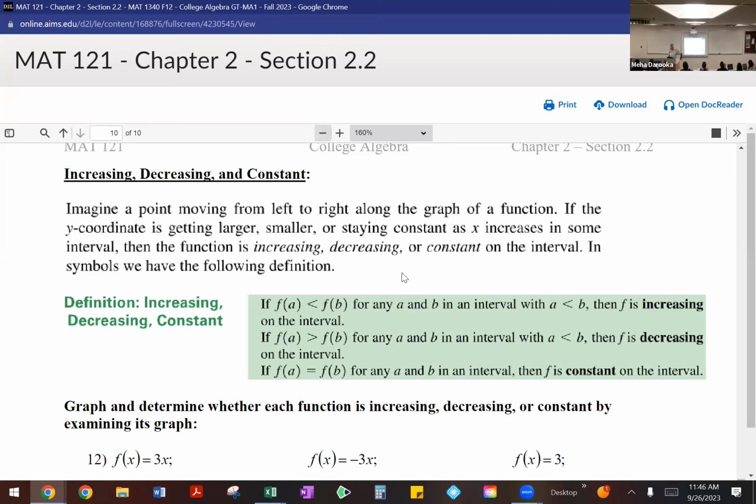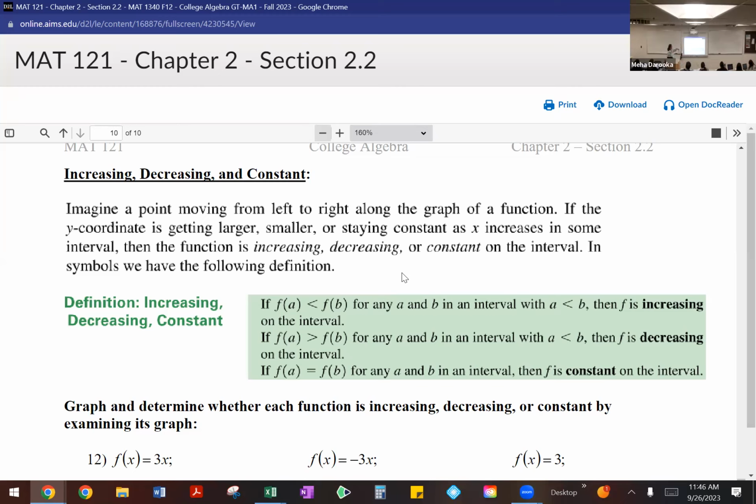Because the idea is if your y value stays the same as you move along the graph from left to right, you're at a constant motion. If your y values start increasing as you move along left to right, of course, it's increasing because your y values are getting larger. And that same way, if your y values start getting smaller, you are decreasing.